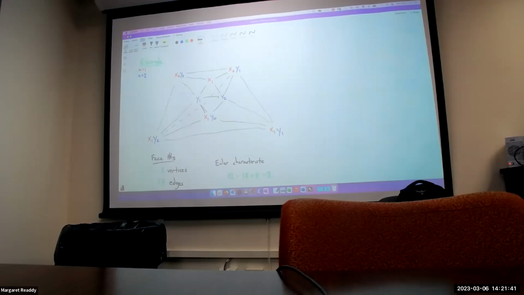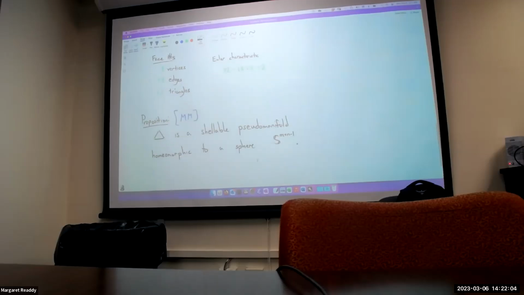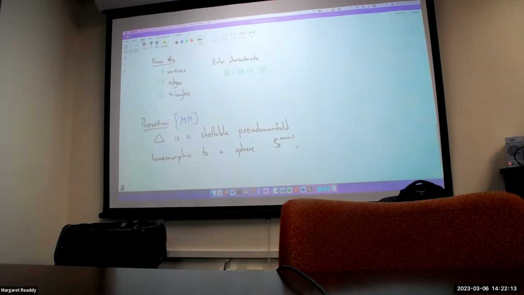It turns out there's no higher dimensional faces in this case. So I have some vertices, some edges, some triangles. That's it. The picture looks roughly spherical. Also, if we just enumerate, there's 8 vertices, 18 edges, and 12 triangles, so the Euler characteristic is right to be a sphere. That looks good, and this is something that we proved: it's shellable, a pseudo-manifold, homeomorphic to a sphere of the appropriate dimension, m plus n minus 1.